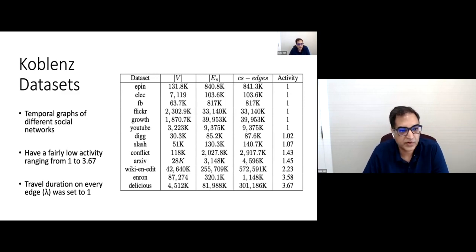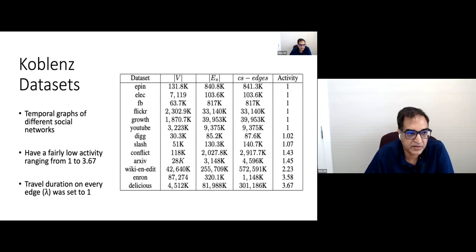The data sets that we used for comparison of our foremost and min-hop algorithms are called Koblenz data sets. These are the same data sets that were used by Schwan and Wu in their benchmarking. What this table shows, on the right-hand side, is the activity of each graph. The activity is the ratio of the contact sequence edges to the static edges in the underlying graph. As we can see, the activity varies from 1 to 3.67, which is kind of low, and the number of contact sequence edges goes as high as 572 million.